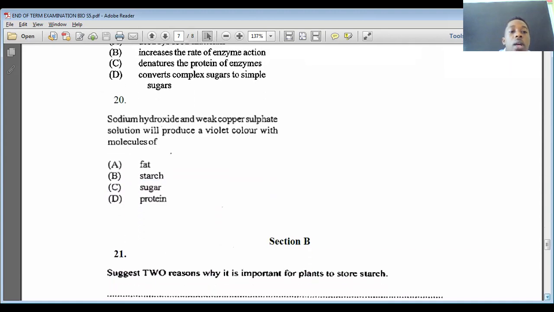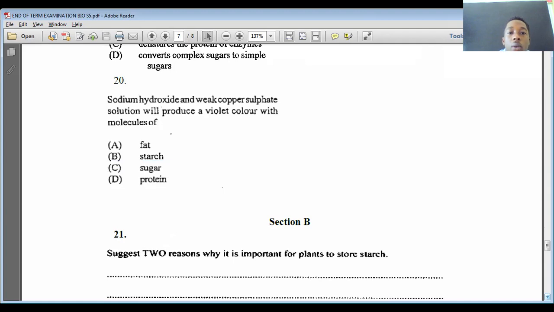Good. Sodium hydroxide and weak copper sulfate. Before I even continue, we did the food tests, right? Before I even finish the question, we have sodium hydroxide and weak copper sulfate. Now I want to know which solution contains both of these. What's the name of it?